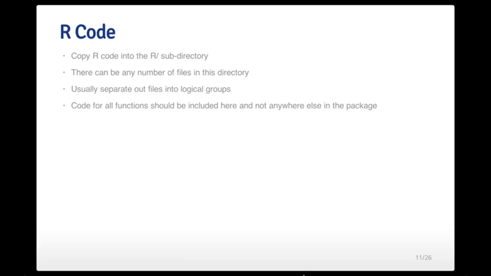Once you've written up your description file, the next thing you typically want to do is copy your R code into the R subdirectory. Now, there can be any number of files in this directory. You don't have to have all your R code in a single file. Furthermore, you don't have to have one file for every function. You can organize it however you want. It doesn't matter what the number of files is. But you typically want to have a separate file for logical groups of functions. So all the functions that read data go in one file, and all the functions that fit models go into a different file. All of your R code should be included here, anything that you want to make available through the package, and you should not include R code in any other part of the package.